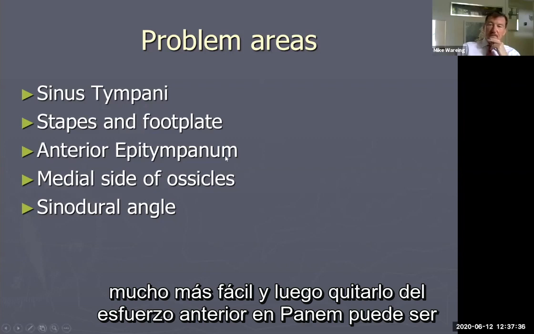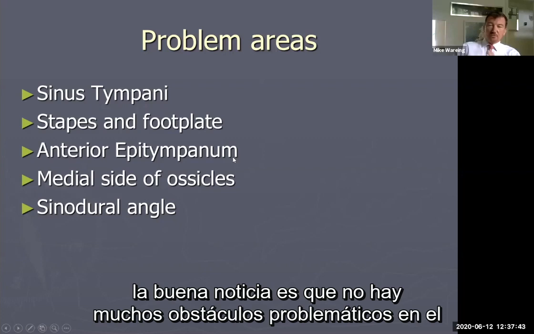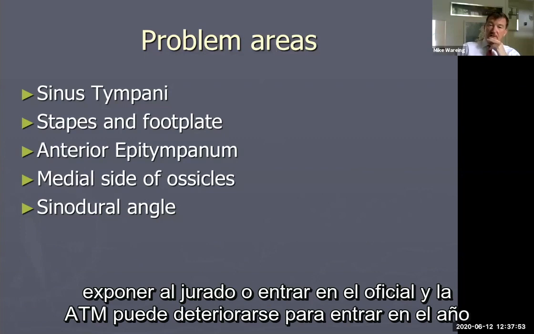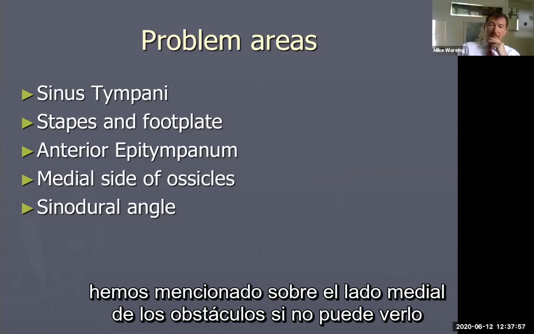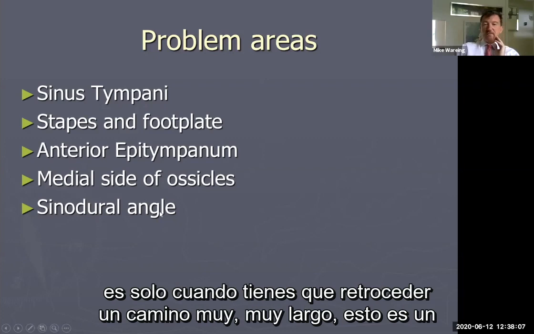The anterior epitympanum can be difficult to get to. And again, you might have to remove quite a lot of bone. But the good news is that there's not too much of troublesome obstacles in the way in the anterior epitympanum. The main danger would be going too high and exposing the dura or going into the middle fossa. And the TMJ can occasionally get in the ear. We've mentioned the medial side of the ossicles. If you can't see it, it's very difficult to remove the skin. And the sinodural angle is really just when you have to go back a very, very long way.